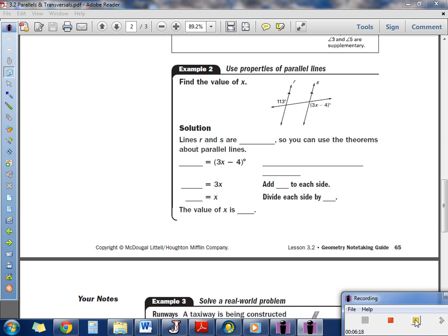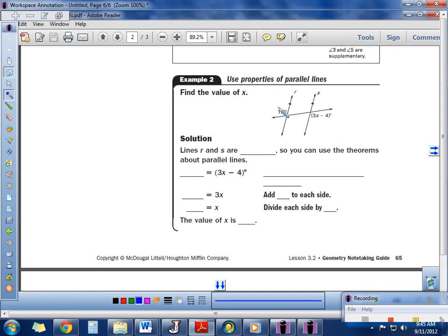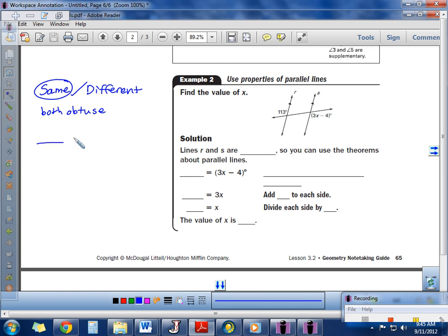So first off, we need to locate these angles and figure out, are they the same size or are they different? They're the same size. So write that out. This is what you should be thinking every time. Are they the same or are they different? They're the same size. They are both obtuse. Whenever they're the same, they're going to equal each other.